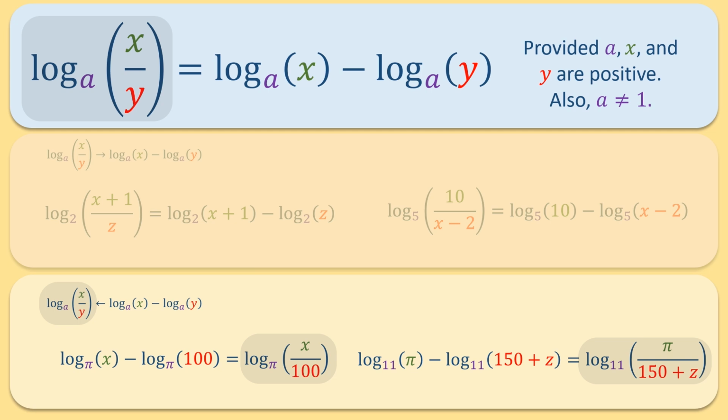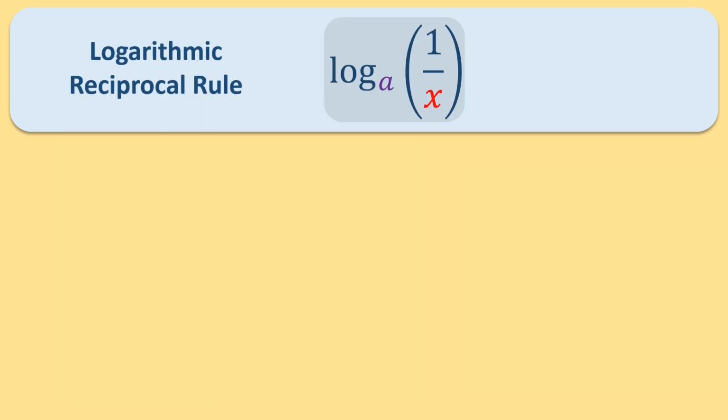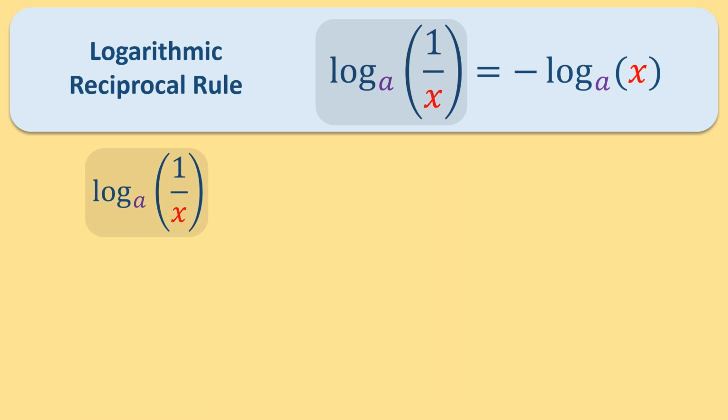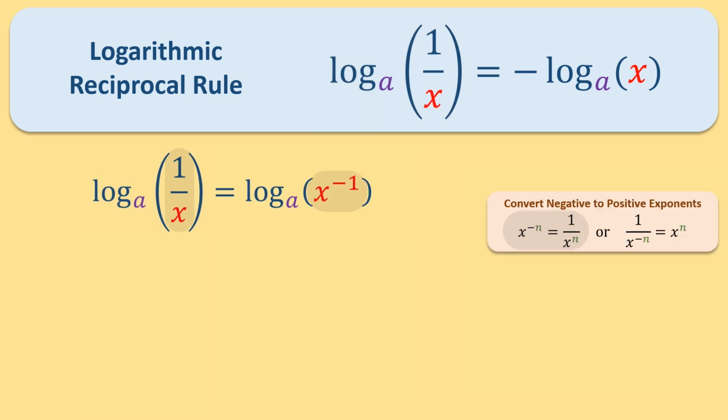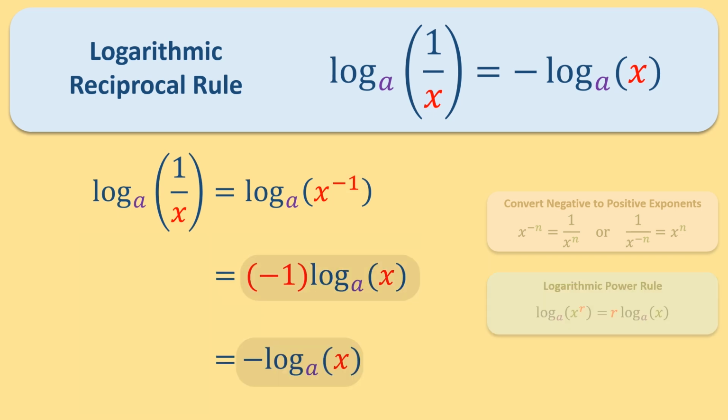Before we go, let's also touch on the logarithmic reciprocal rule. For the reciprocal rule, log base a of 1 over x is equal to negative log base a of x. Consider log base a of 1 over x. We can rewrite 1 over x as x to the negative 1 power using this rule. We can then use the logarithmic power rule to bring the negative 1 power out front. This is the same as negative log base a of x. Quickly, we got that log base a of 1 over x is equal to negative log base a of x.